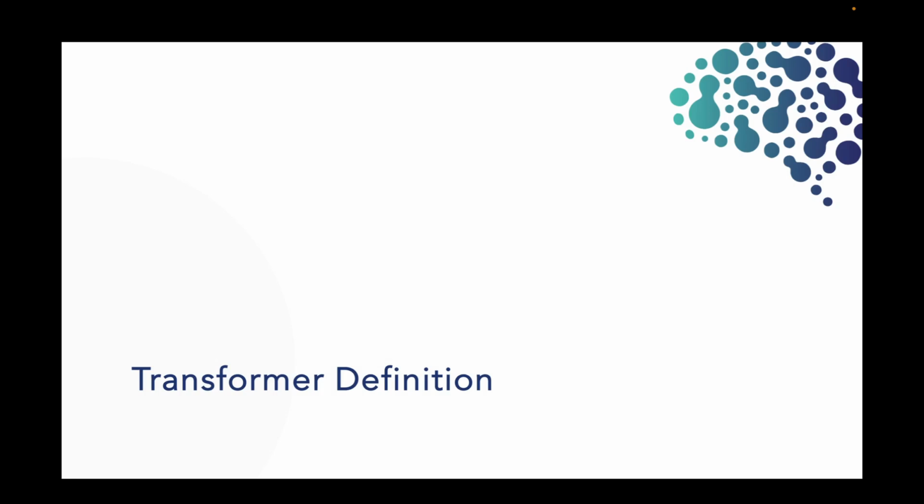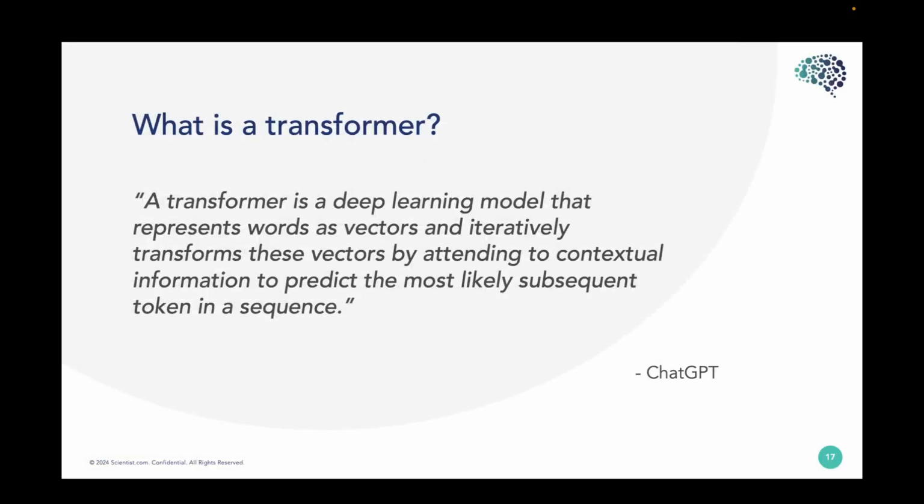So what is a transformer? A transformer is a deep learning model that represents words as vectors and iteratively transforms these vectors by attending to contextual information to predict the most likely subsequent token in a sequence. Thank you, ChatGPT. It is a mouthful, but this is a very good definition of what it is, right?